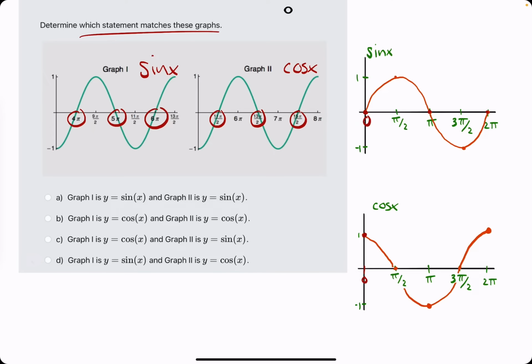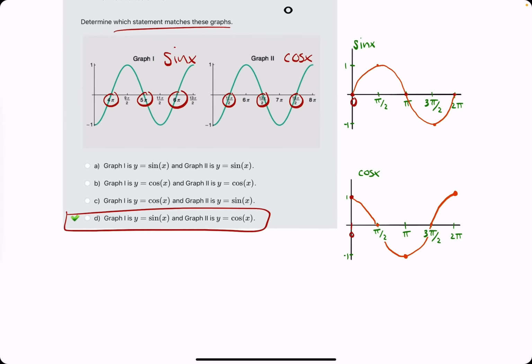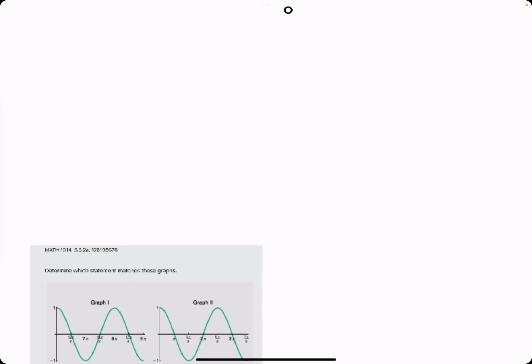Hope that makes sense. Let's break out the eraser to see that D is our answer. And then let's keep it pushing. Let's do 2 more.